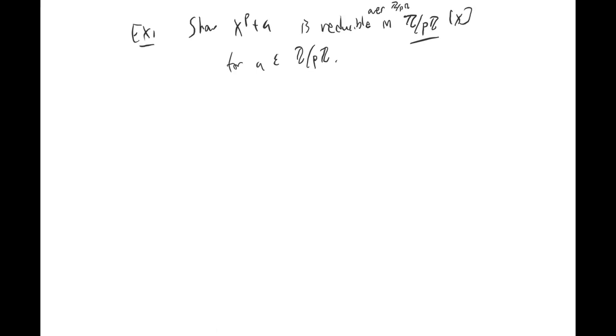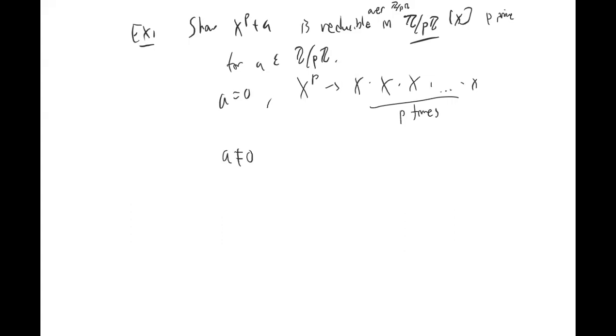So let's do the easy case. If a is 0, then this is just x to the p. This is p prime. So x to the p is reducible, since it factors as x times itself p times. So that's easy. So what about a not 0?